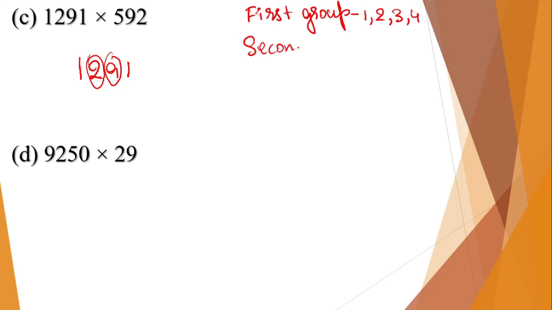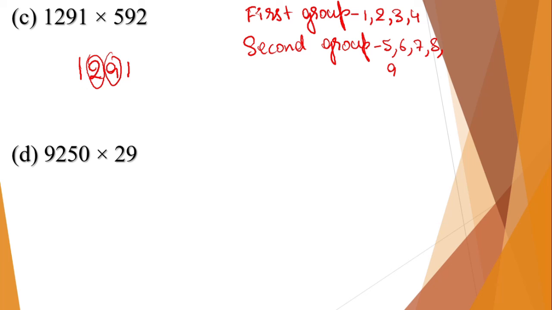And in the second group, we have 5, 6, 7, 8 and 9. Now you can see 9 is in the second group. So if the number is in the second group, we will add 1 to the first circle digit, which is 2. Now, if 9 was in the first group, we will not add, but it's in the second group, right? So we will add it. So 2 plus 1 is 3.